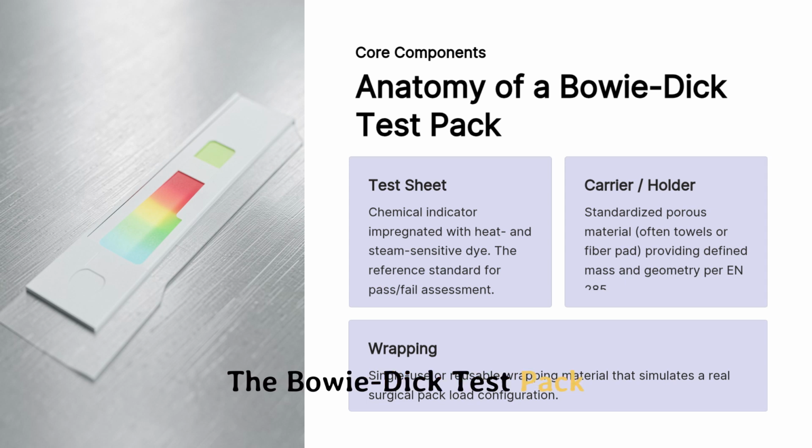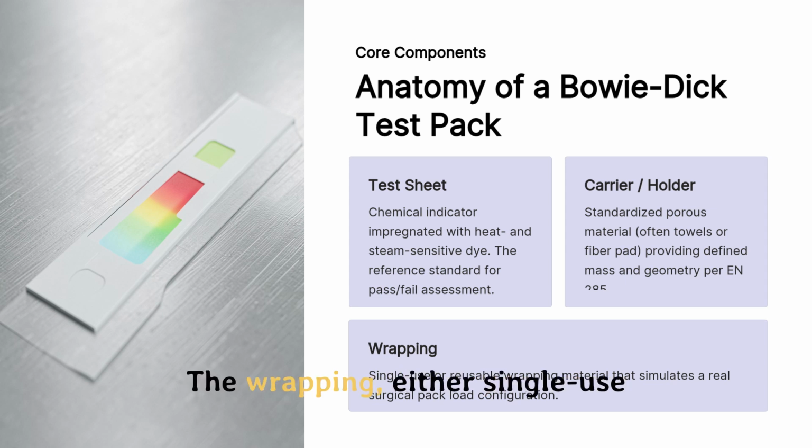The Bowie Dick Test pack consists of a test sheet with a chemical indicator sensitive to heat and steam, serving as the pass-fail standard. It includes a carrier made of standardized porous material, ensuring defined mass and geometry. The wrapping, either single-use or reusable, simulates a surgical pack load configuration.